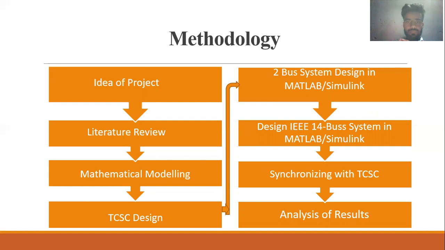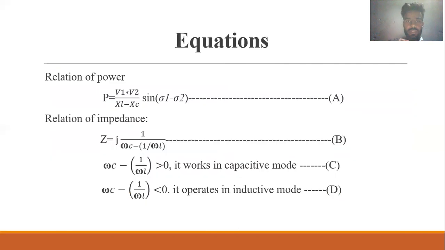Moving ahead, I will be explaining its equation. Basically, this is the most key equation of our project. Here P is equal to V1 times V2 divided by XL minus XC. XL is the transmission line impedance, and the minus XC is the impedance compensated by the capacitor, which is subtracted from the XL of the transmission line.